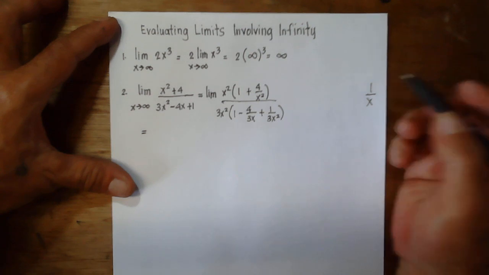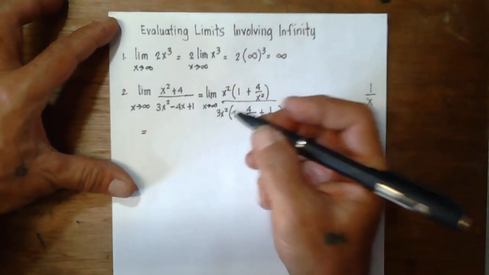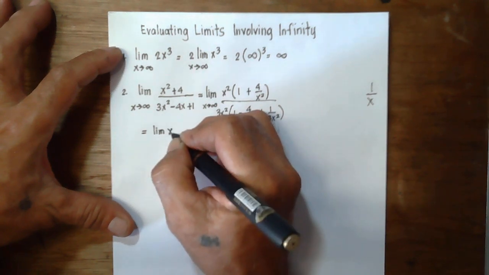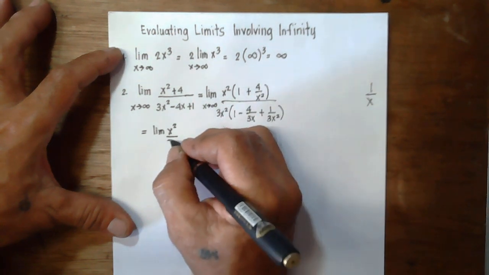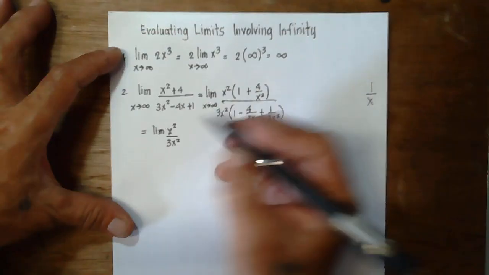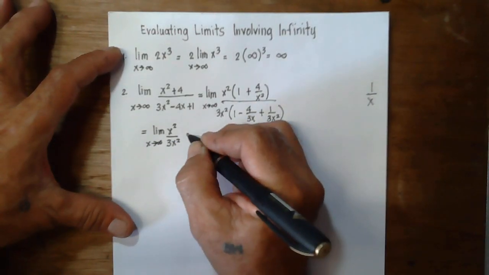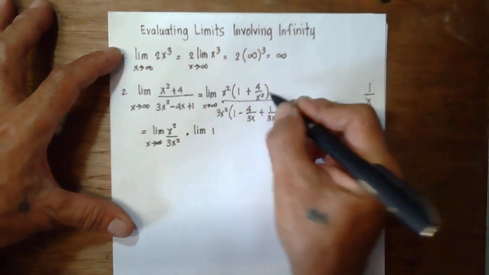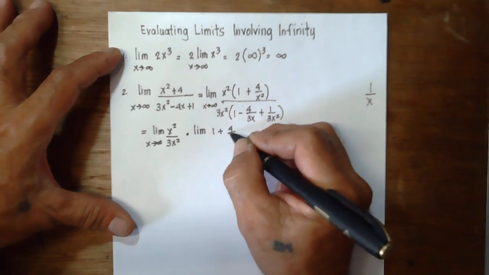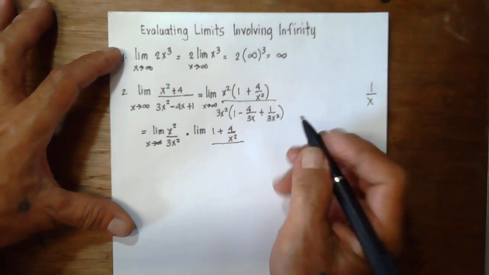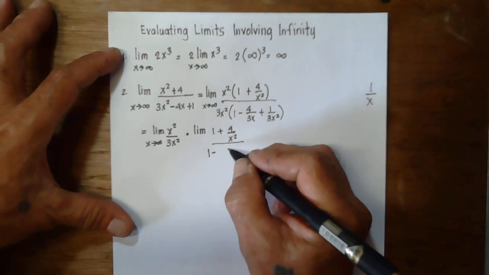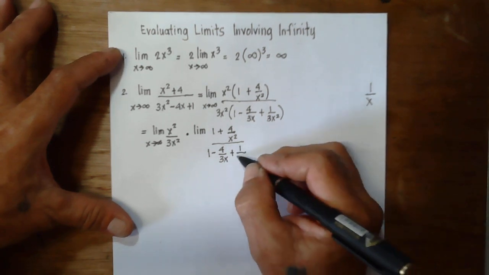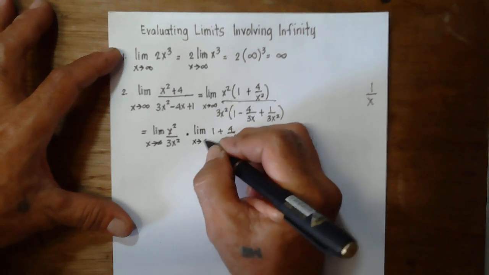So, elaborating, applying the rules, as x approaches infinity, this can be rewritten as the product of the limit of x squared over 3x squared as x approaches infinity, times, this is the dot product, the limit of 1 plus 4 over x squared over 1 minus 4 over 3x plus 1 over 3x squared, again as x approaches infinity.